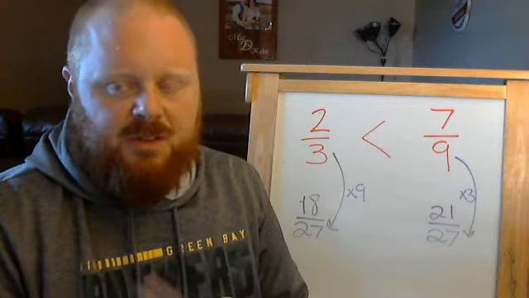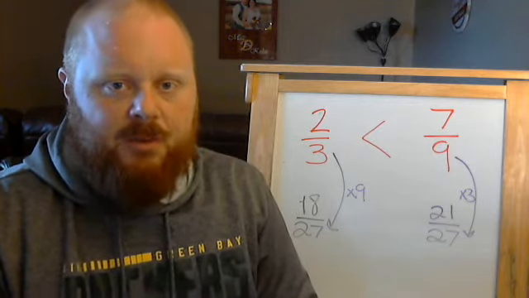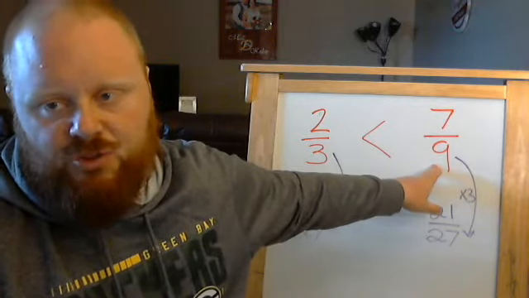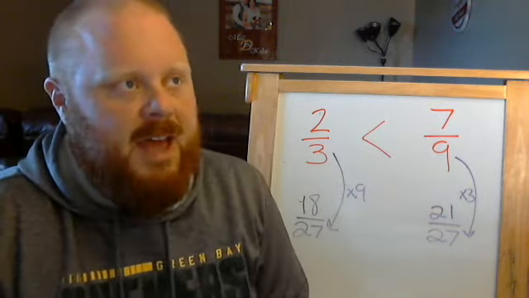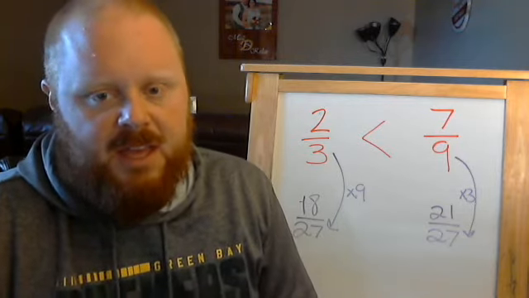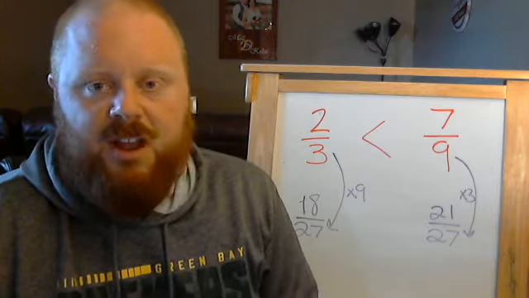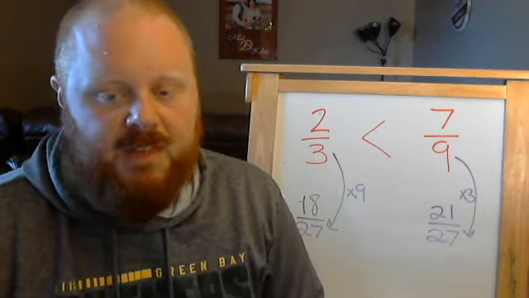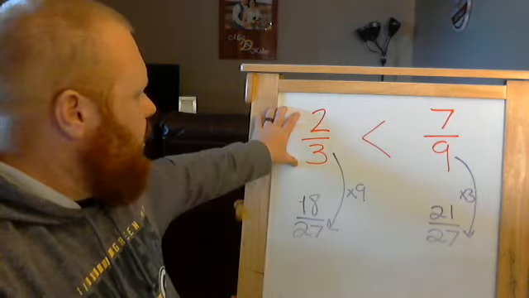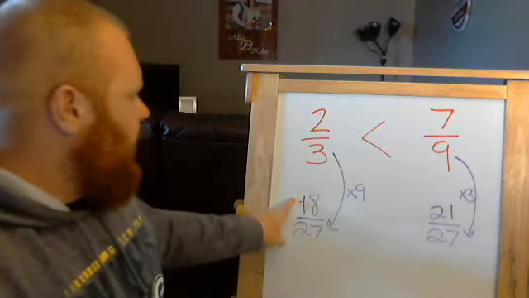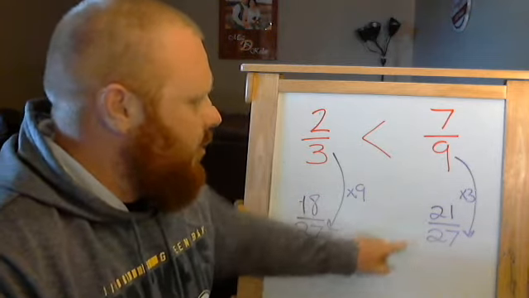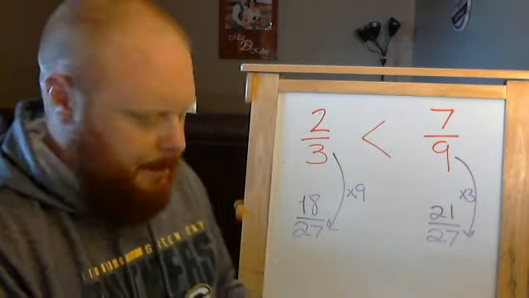You'll see this as a strategy moving forward when one of the denominators doesn't fit into the larger denominator. For example, if we had fifths and sevenths, a 5 would not fit in a 7 evenly, and we would have to go to a multiplication strategy, probably using 35ths at that point. So this just further proves 2/3 is less than 7/9 because 18/27 is less than 21/27. Okay?